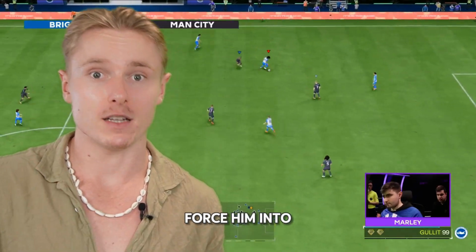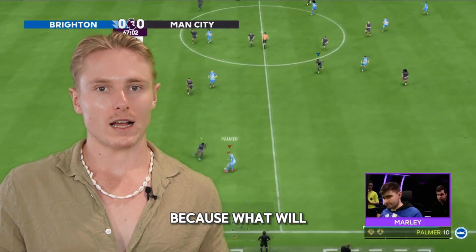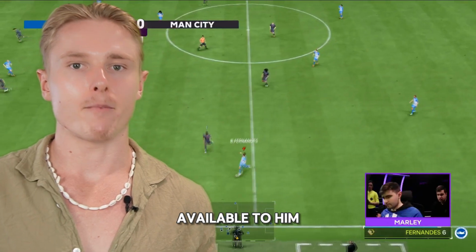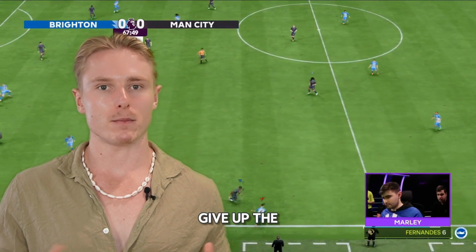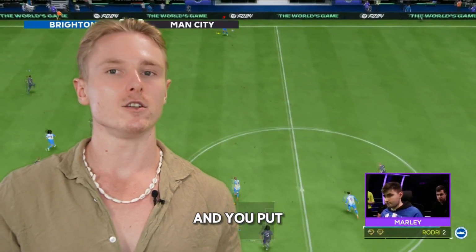You want to force him into a state where he is too careful with his possession, because what will happen then is he won't take the passing options available to him going forward, because he will be scared to give up the ball since you are pressing him high up the pitch and you're putting him under pressure.